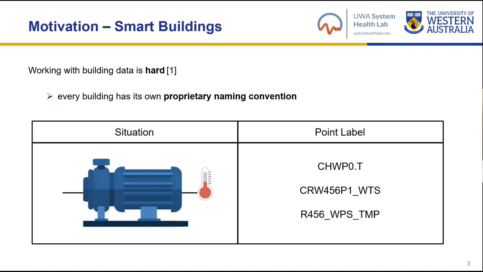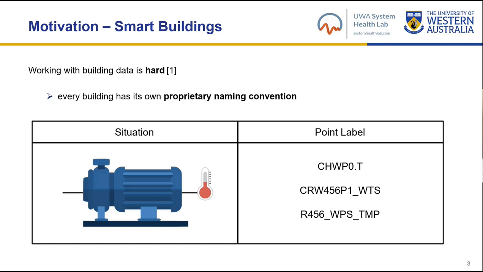As an example, consider a situation where a sensor is measuring the temperature of water leaving a pump. In a building, sensors are represented by point labels, and a point label contains all the information you might want to know about that sensor, its location, the equipment it's relative to, what it's measuring, and so on. Essentially, building metadata. Here, we have an example of what the point label could look like for 3 different organizations.